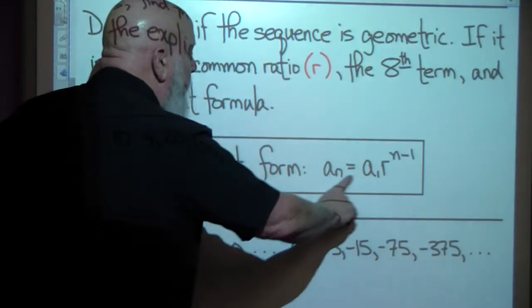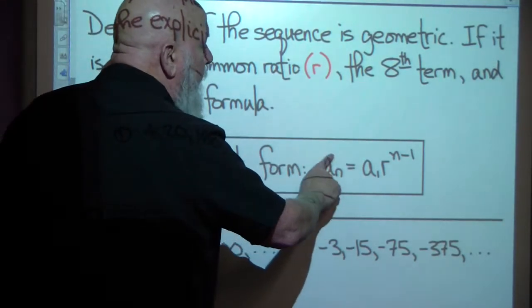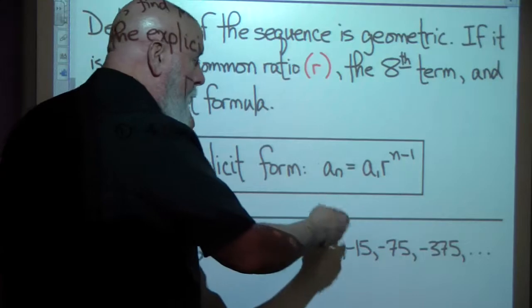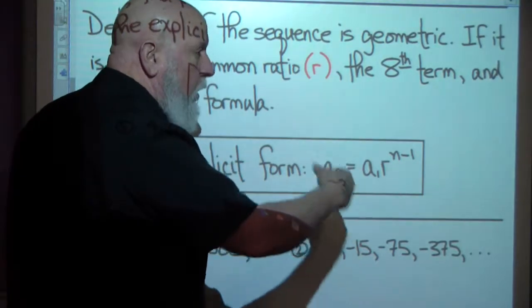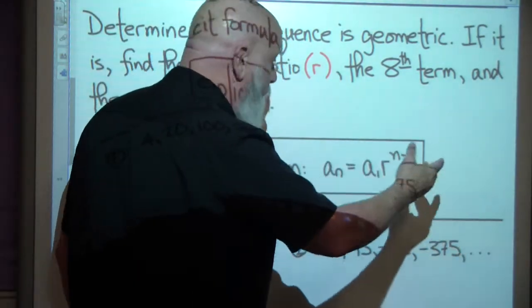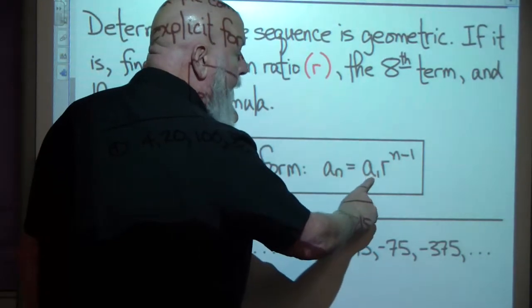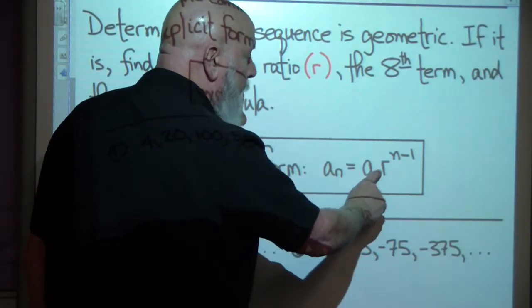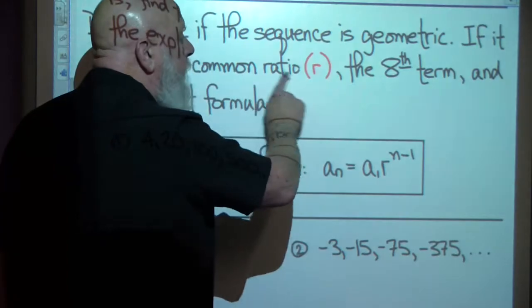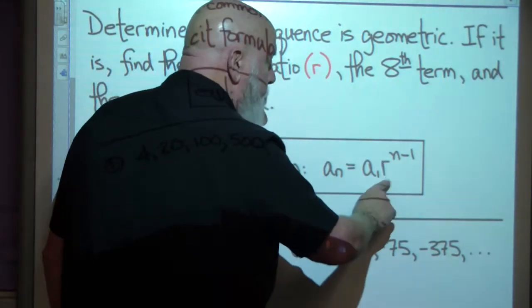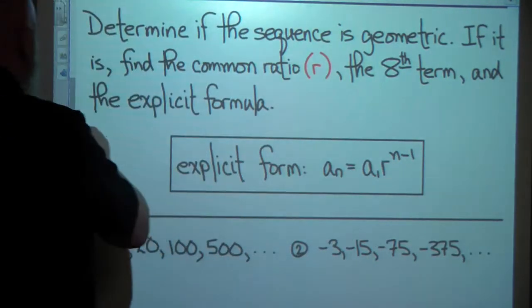And here's the explicit formula we're going to use. A sub n means the nth term in the sequence, like the 3rd term or the 10th term or the 103rd term or whatever, A sub n. A sub 1 is the first term in the sequence. R is the common ratio, and n minus 1, n is the number of terms. So here we go.